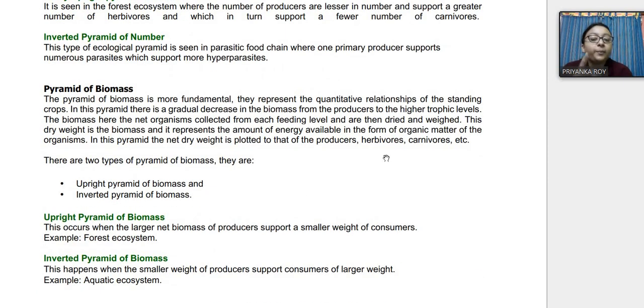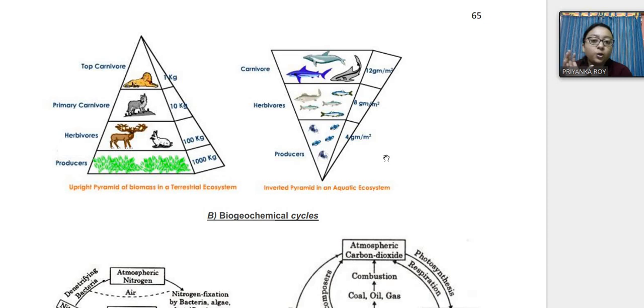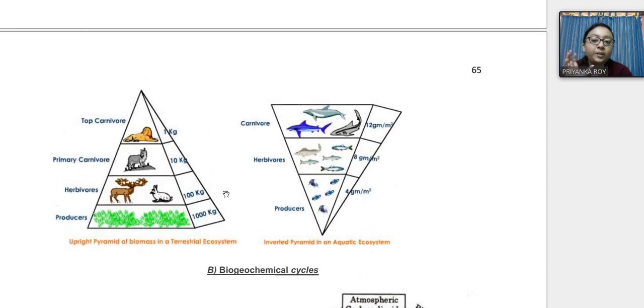Next comes the pyramid of biomass. This can also be of two types, either upright or inverted. If you see here, in this upright pyramid of biomass, the producers are 1000 kg, then herbivores are 100 kg. So the green plants will always be of much bigger weight. Now, the pyramid of biomass means that in each trophic level, it shows the biomass, or the total weight, of the organisms present there. Therefore we are going either in an upright manner or in an inverted manner.